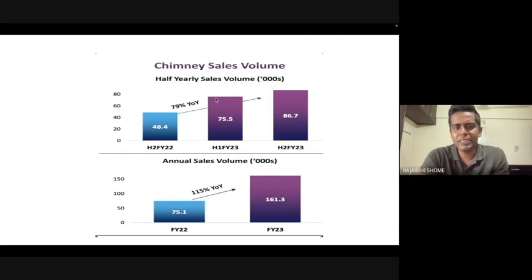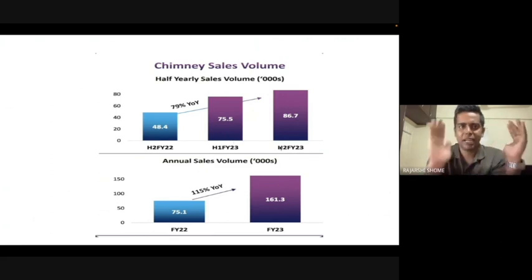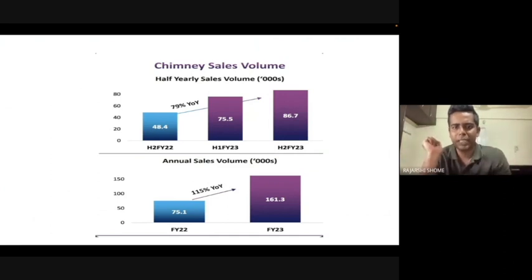Yeah, look at the chimney sales volume here, right? If you look at H1 FY23 to H2 FY23, so this is half yearly in the last fiscal, H1 and H2. Can you see the growth here, right? From 75.5 to 86.7. These are the numbers in volumes, I mean, the amount that they have sold, right? So on a half yearly basis also, they're growing at a fast pace. And of course, from FY22 to FY23, they more than doubled their volumes, right? Which is an amazing story in itself.